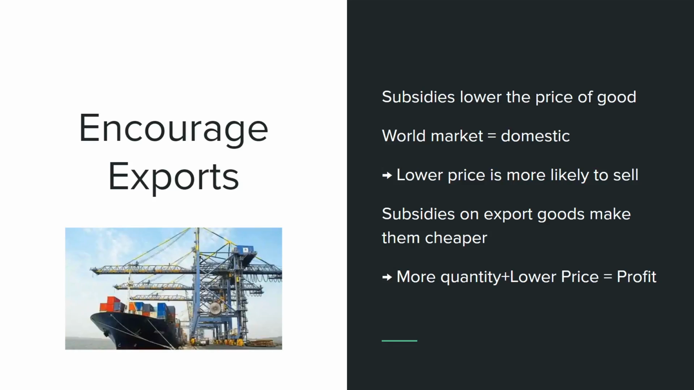So subsidies on export goods, so particular goods that are going to be exported, such as steel, machinery, tools, make them cheaper. So more quantity of this good, as we just learned, subsidy also increases the amount supplied, and also the lower price for these foreign nations is going to make a lot more profit for the domestic country. In this case, would be the United States, if we're going off that example.